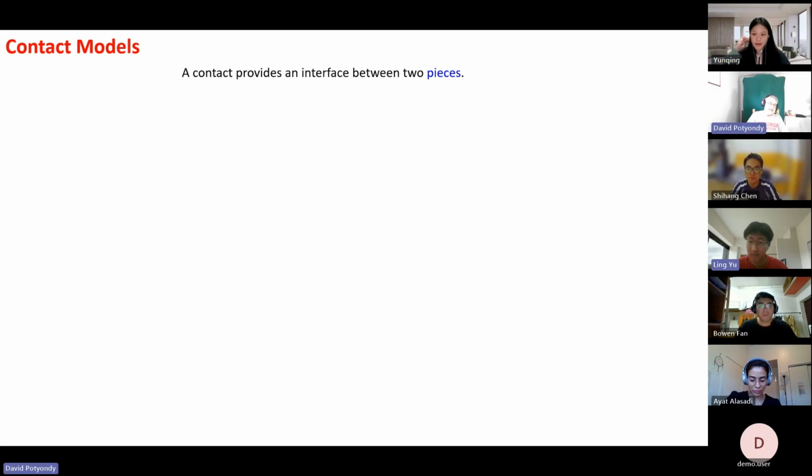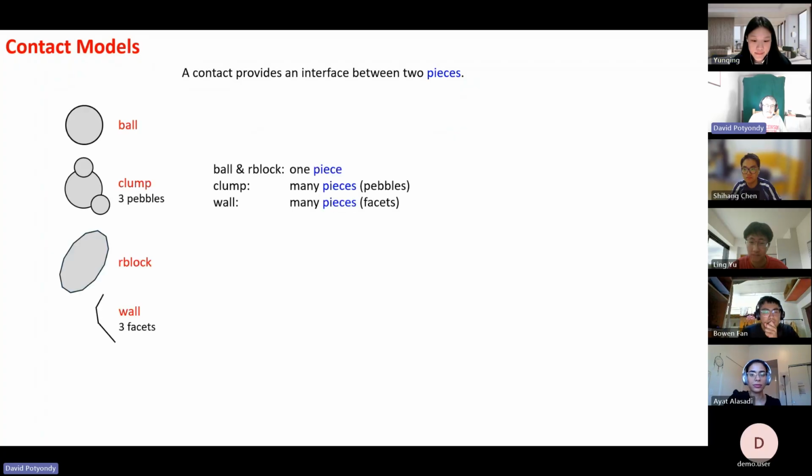Here we go. This is another basic thing. This is the contact, right? So contact, think of it as an interface between two things. We're going to call these pieces. When they're touching, it's two surfaces touching. And so again, we're going to talk about pieces. So like if you have a clump, these things are called pebbles. When you push two of them together, a contact forms between the pebbles.